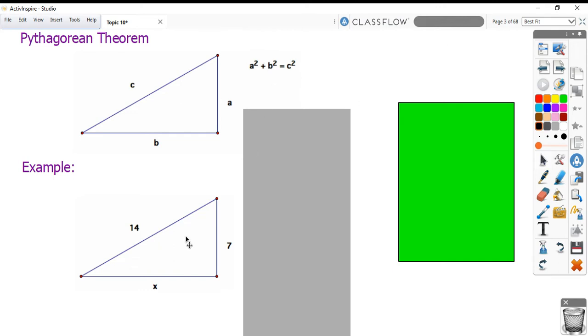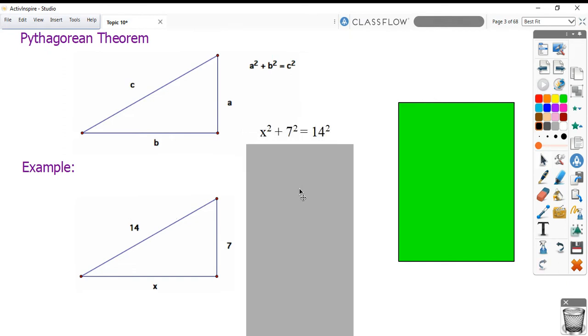And so we have an example problem that wants us to solve for x. You can see that we've got a right triangle, and you can see a couple of the measurements that are given to us. If we're using the Pythagorean theorem, then the leg squared plus the other leg squared equals the hypotenuse squared. Well, that's x squared, 7 squared, and 14 squared.